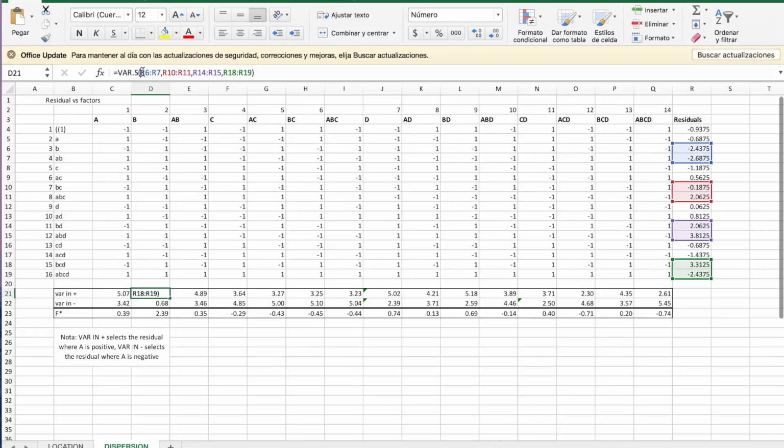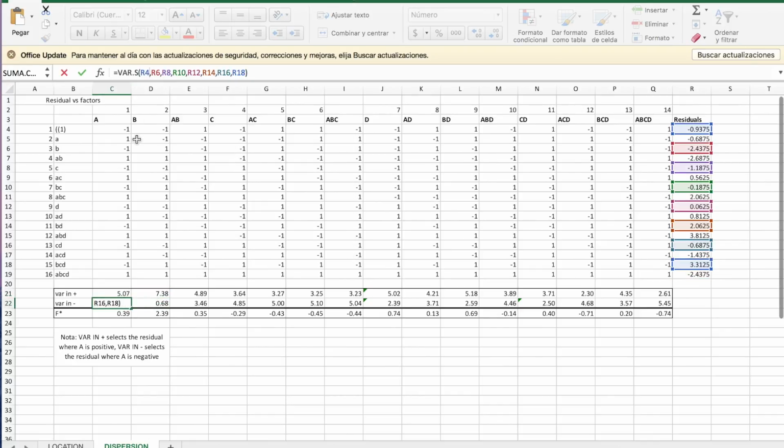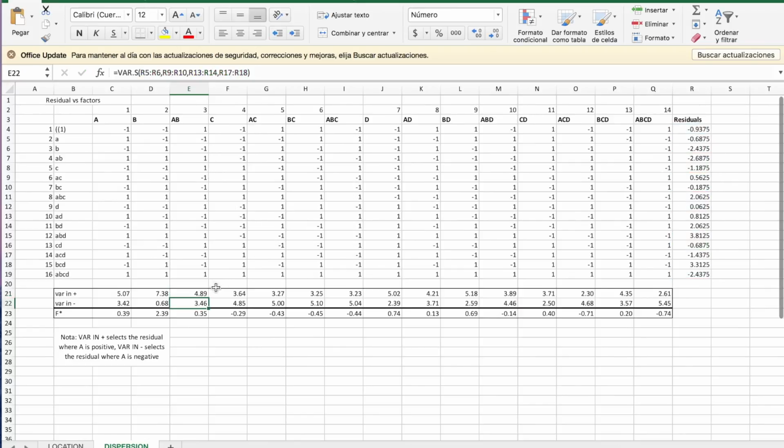Okay, and then for B, the same thing. We can see the first two are negative, but then the other two are positive, and so on. We select the data where B has positive sign. And for the negative, we do the same thing. We can see the first one is negative for A, then the third one, then the fifth one, and so on. And we do the same for AB. For example, the first one is positive, then the two are negative, then the other two are positive. And I already did the whole table because it has to be done by hand, and it takes a long time to do it. For the F is just the logarithm of the variance positive over the variance where the data is negative.